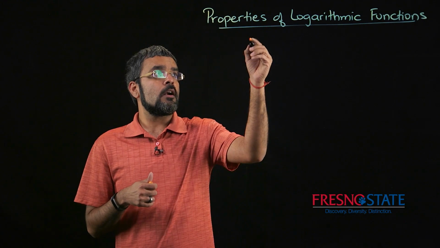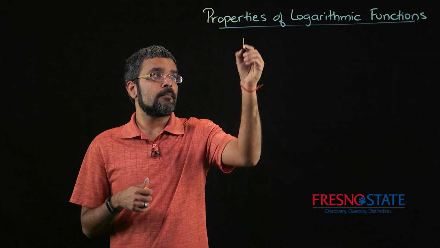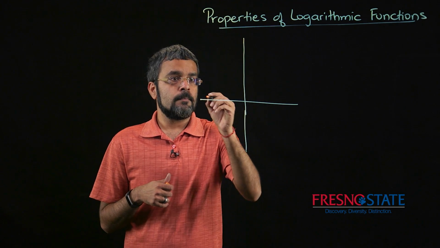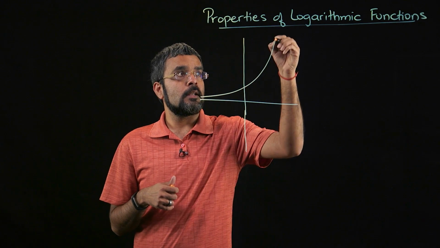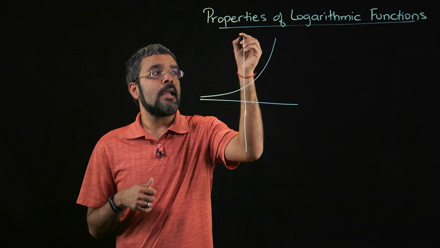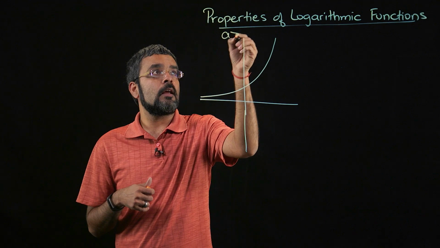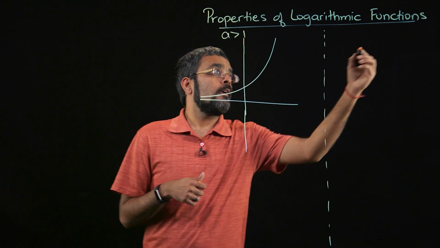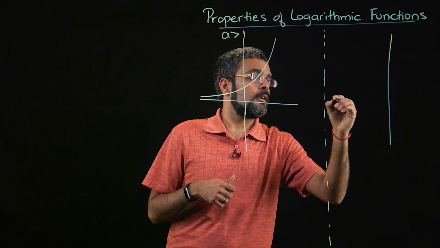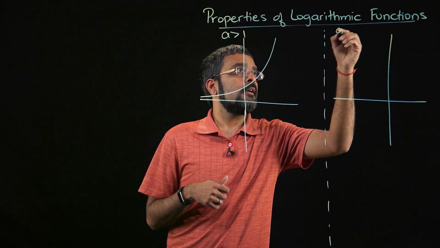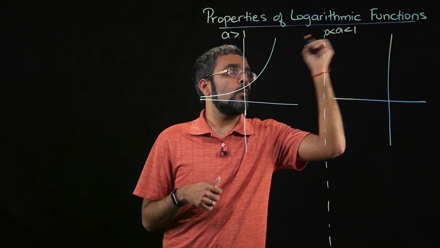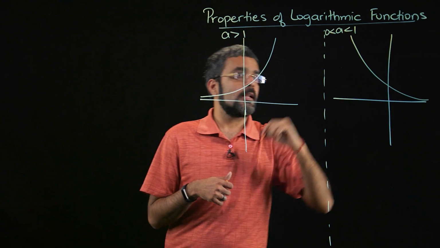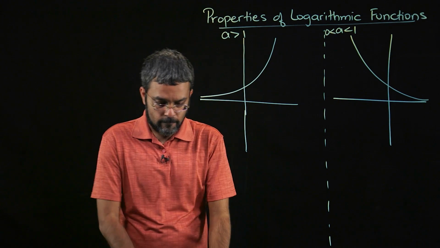So let's draw our exponential function here. Okay, and our exponential function goes something like that. This is when a is greater than 1, and then we have our exponential function go this way when a is between 0 and 1, and it goes something like that. So what is this log function?